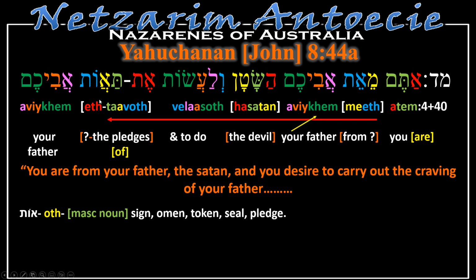Et ta'avot. Now this is a different one where we actually say the vav. Often we don't when the vowel mark's above it. But in this case, ta'avot, not ta'avot. And it means the pledges of, because it's like, I guess we could add that, right? Now, its original root, of course, would be ot, which means sign, token, omen, seal, or pledge. It can mean a pledge. So therefore, the pledges of avikem, your father. So therefore, the translation: you are from your father, the Satan, and you desire to carry out the craving of your father. That's how they translate it. But in this particular script, it seems to imply that the pledges of, they desire to do the pledges of their father, right?